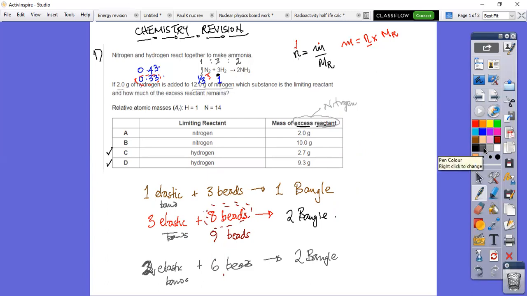But if the mass is 12, I thought you'd have to take away the 2 from the hydrogen, because that's all that. Oh, that's reacted. I see.